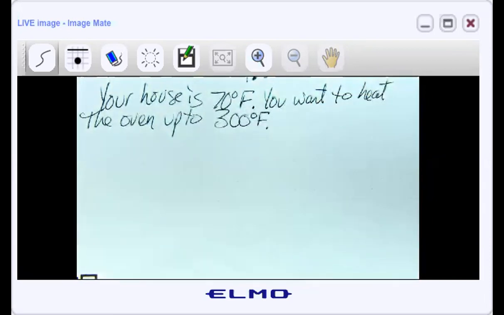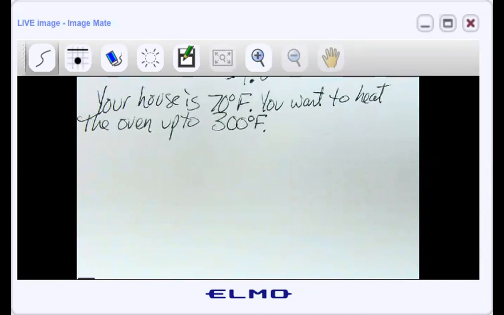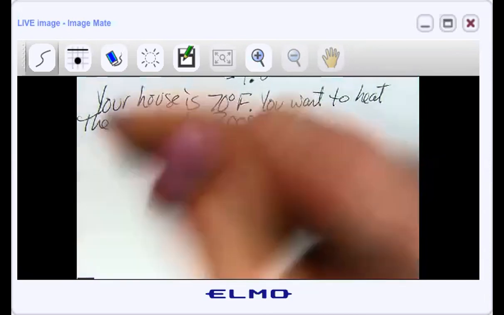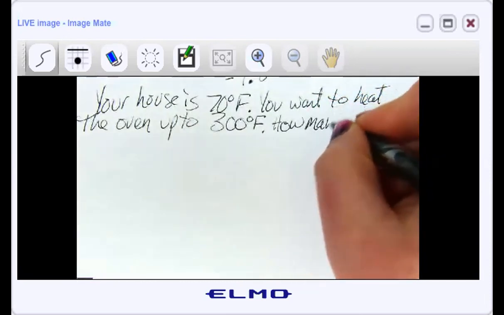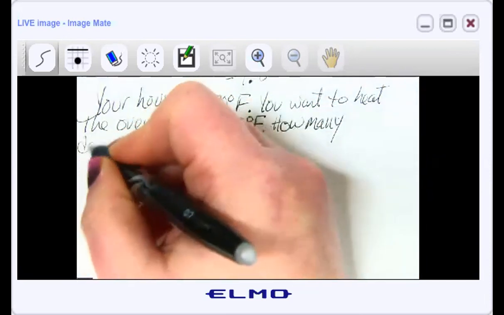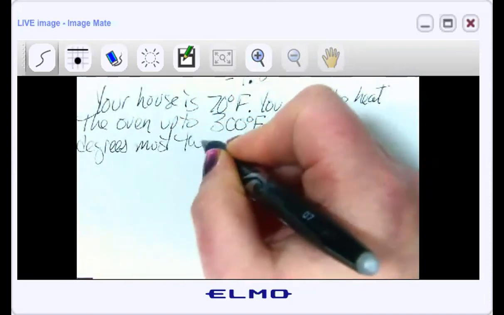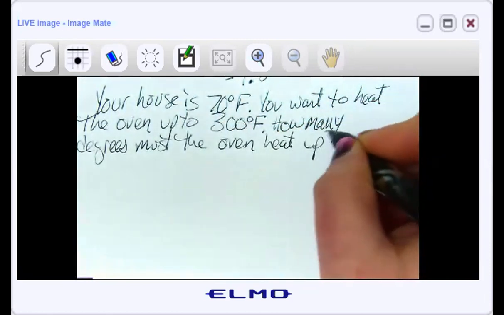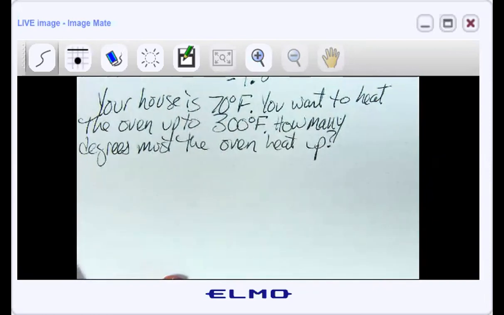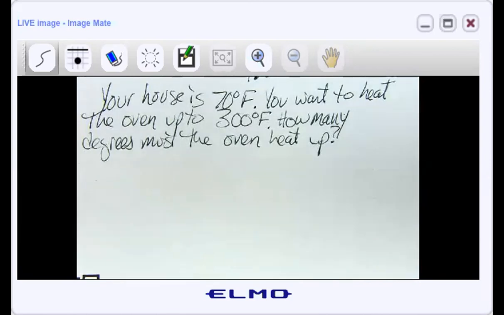Maybe you're going to bake a cake or something. I don't know. 300 is kind of low, but whatever. Anyway, you want to heat up the oven to 300. I want to know how many degrees must the oven heat up? I don't know how much oven experience you have, but I'll tell you right now, though, the answer is not 300.